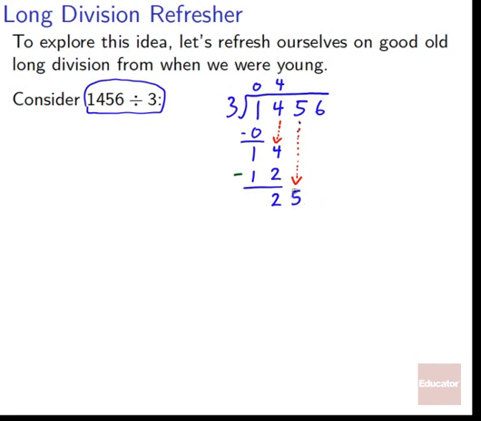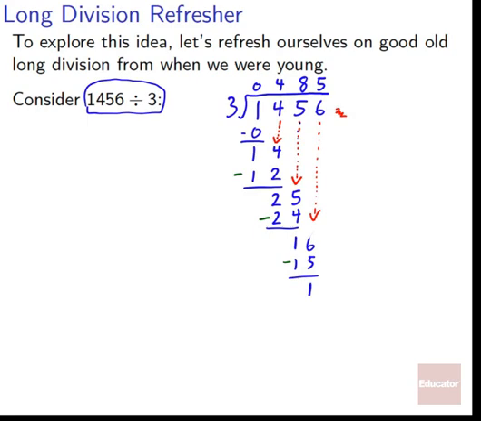How many times does 3 go into 25? It goes in 8 times, 16, 24. So now we subtract by 24. So 25 minus 24 gets us 1. We bring down the 6. We have 16. How many times does 3 go into 16? Goes in 5. We get 15. So minus 15, we get 1. Now, we don't have any more numbers to go here, right?